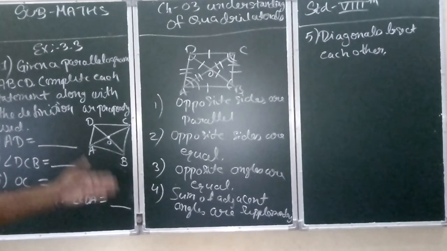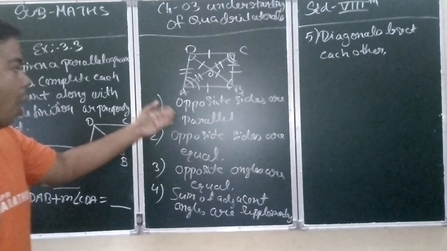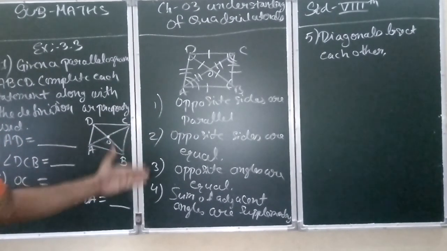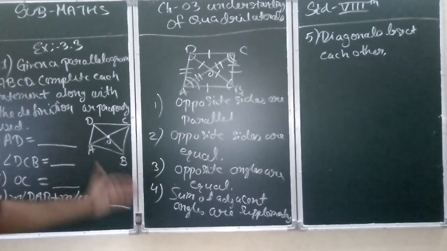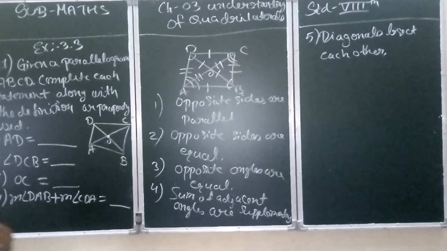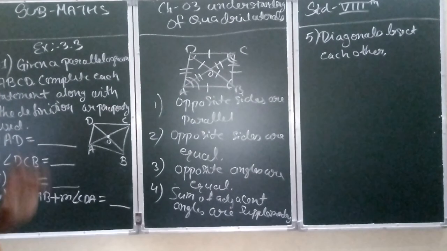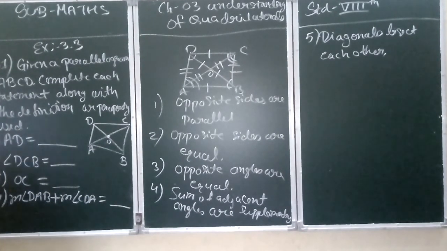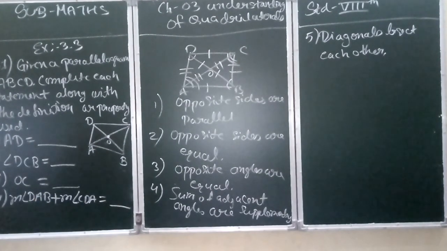Please learn these by heart. Opposite sides are parallel. Opposite sides are equal. Opposite angles are equal. Sum of adjacent angles is supplementary. Diagonals bisect each other. These are the properties. Then we move to the question.